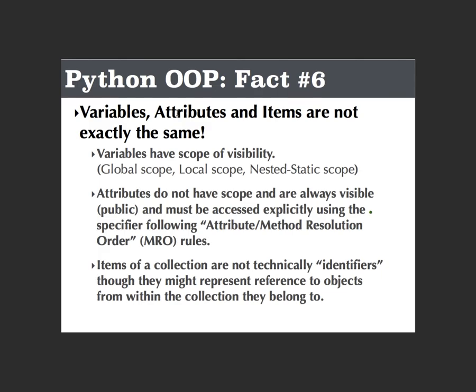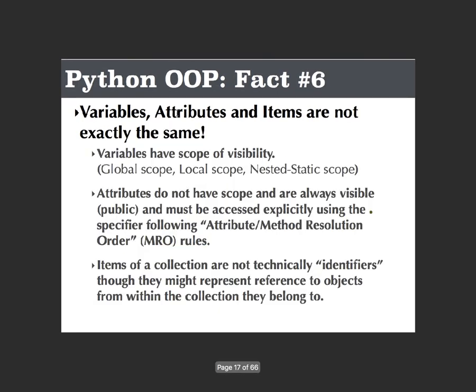Right? Items of a collection are not technically identifiers. When I say A of 0, 0 is not an identifier. 0 is an actual value. But the value will be mapped to a reference based on the data structure. And from the reference, you will actually get a value. So you can see, though they may represent references to objects, they are within the collection that they belong to. Clear with this? There are some very basic things you should know.